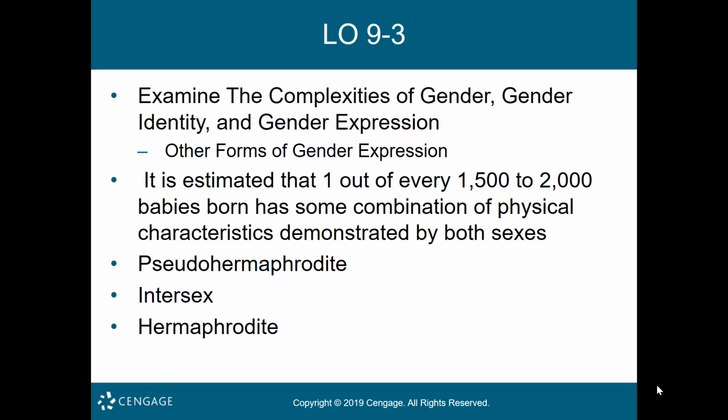Such a person is referred to as a pseudo-hermaphrodite or an intersex. And a true hermaphrodite is a person born with fully formed ovaries and fully formed testes, which is exceptionally rare.